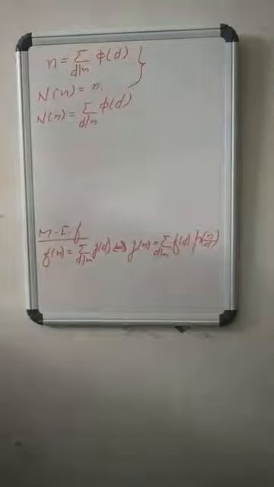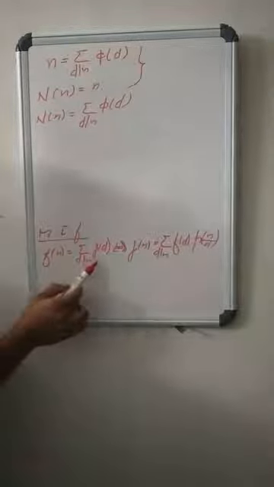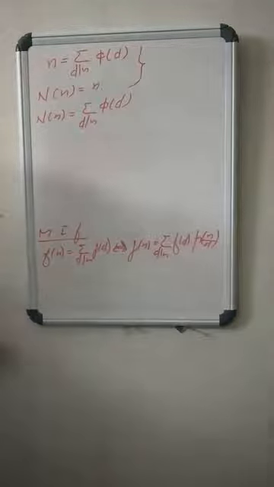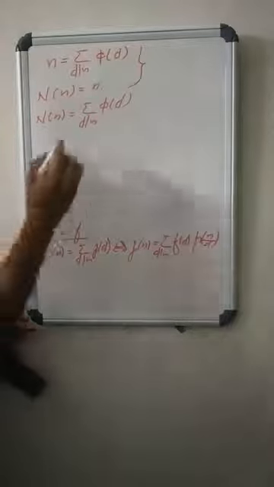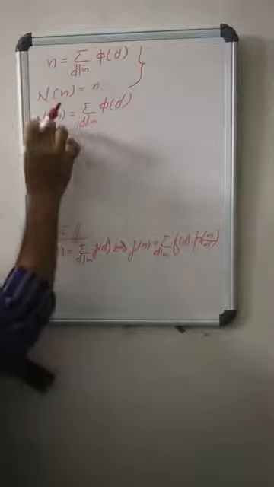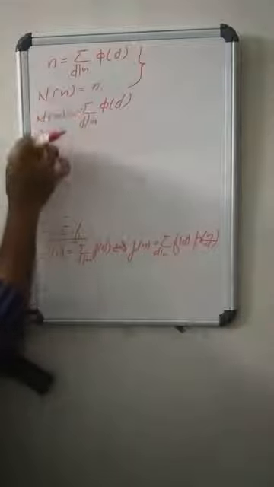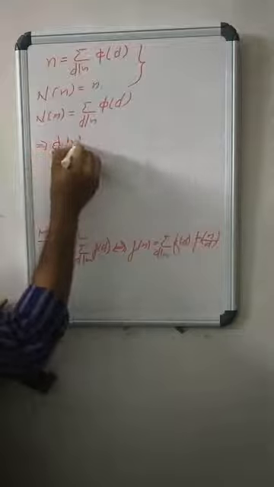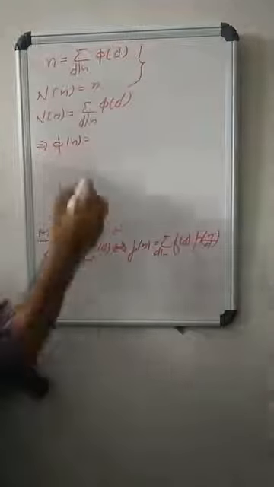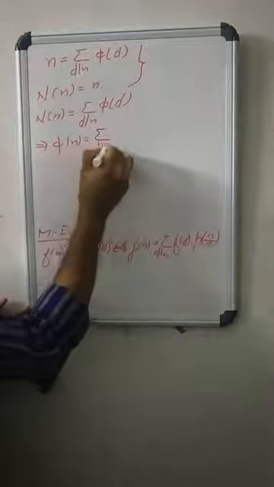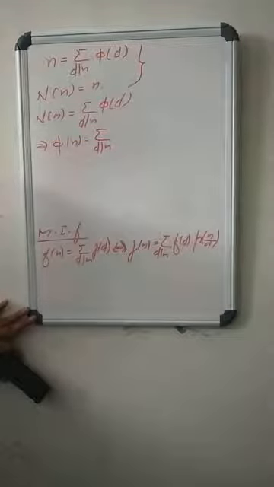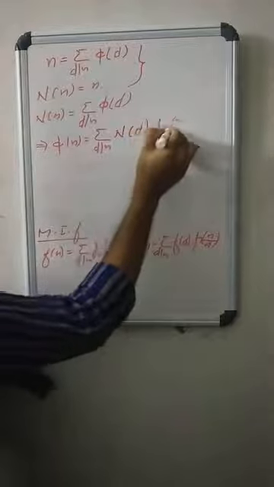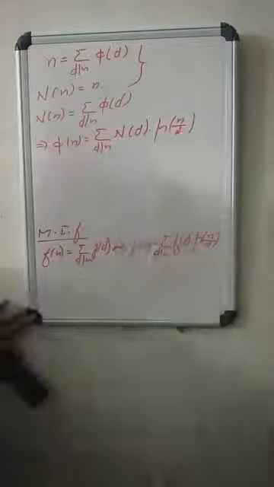Using Mobius inversion formula, when f of n equals sigma d divides n g of d, what is g of n? G of n equals sigma d divides n f of d into mu of d. So by using this argument, here we have N of n instead of f, and here it is phi instead of g. So by Mobius inversion formula, phi of n equals sigma d divides n, N of d into mu of n by d.